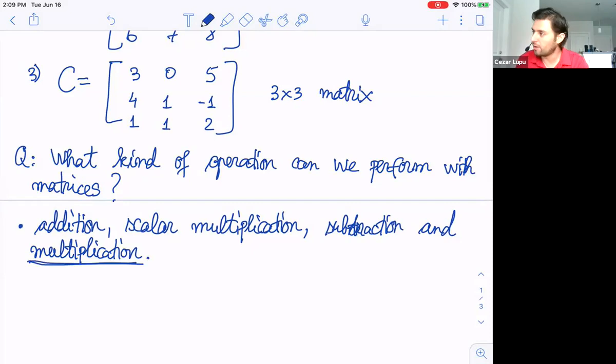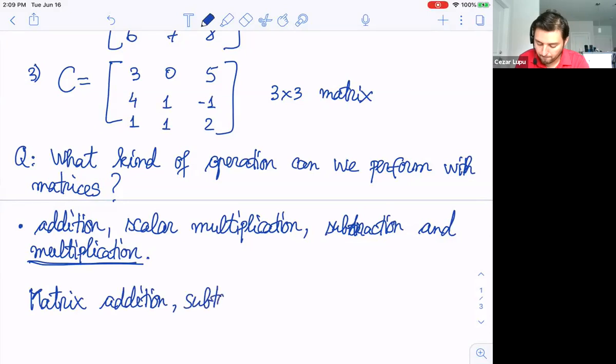All right, so let's talk about the first three, and then we'll leave matrix multiplication for a little later. So first, matrix addition. We'll want to talk about matrix addition, subtraction, and scalar multiplication.